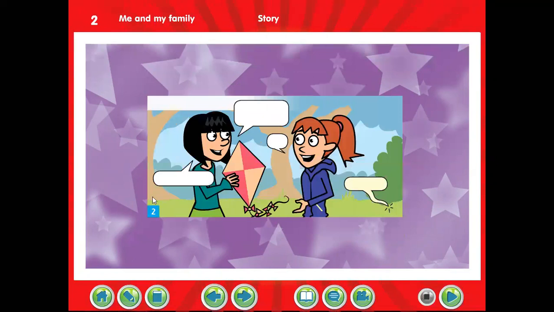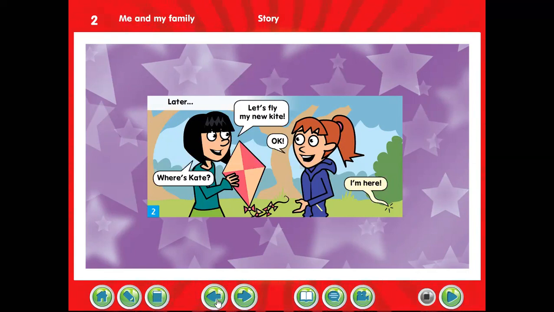Now, let's continue, okay? Picture two. Question, Lucia, whose kite is this? Whose kite is this? It's Sally's kite, Kate's kite, or Jane's kite. We need to read. You can. It's Jane's, okay?